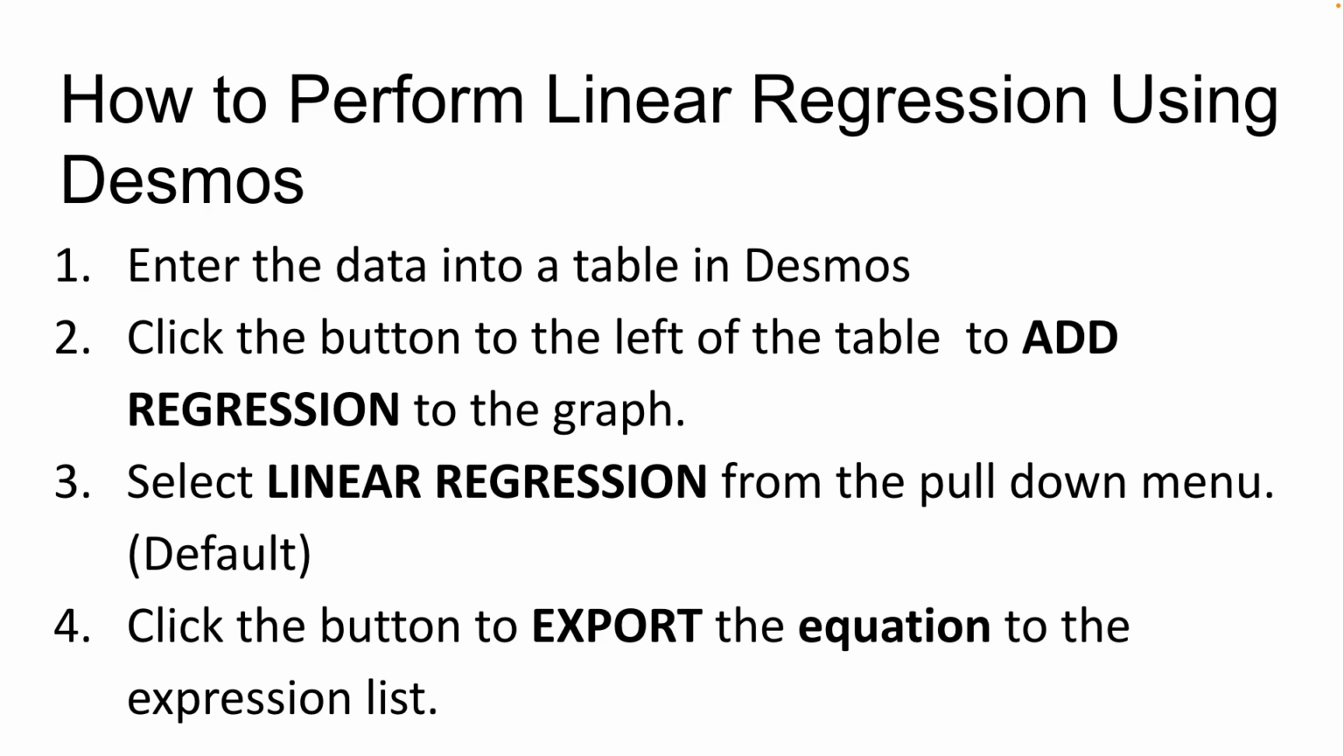To summarize, these are the steps to perform linear regression using Desmos. Step 1 is to enter the data into a table in Desmos. Then click the button to the top left of the table to add regression to the graph. Select linear regression from the pull-down menu, although that is the default setting. And then click the button to export the equation to the expression list.